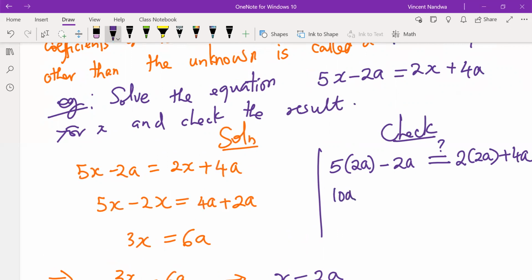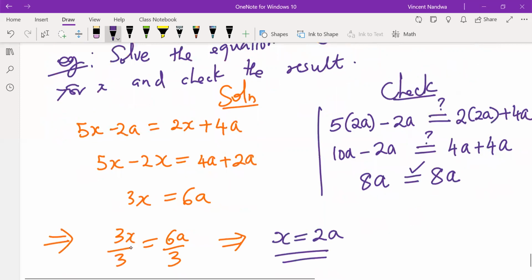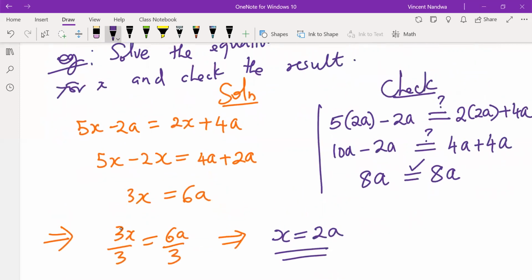So this will give us 10a minus 2a. We want to check whether this will be equivalent to 4a plus 4a. I hope it is clear that 10a minus 2a is 8a, and 4a plus 4a is 8a. So this is actually a true equality. Therefore, x equals 2a is the solution.